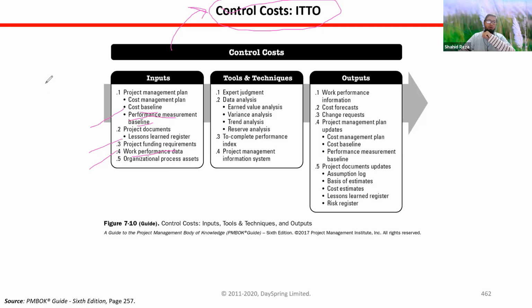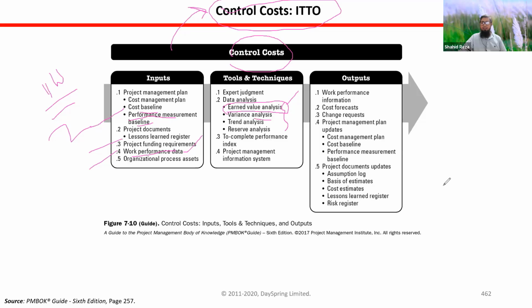Say after 1 week, your contractor is reporting to you that we have already spent 2 lakh taka. So that is the performance data. From that data, you can actually measure the progress, the cost progress of your project. So what are the tools we will use in control cost or any control process? Generally, we see this kind of data analysis tool. And earned value analysis, I will discuss in detail, so I am skipping this for now.